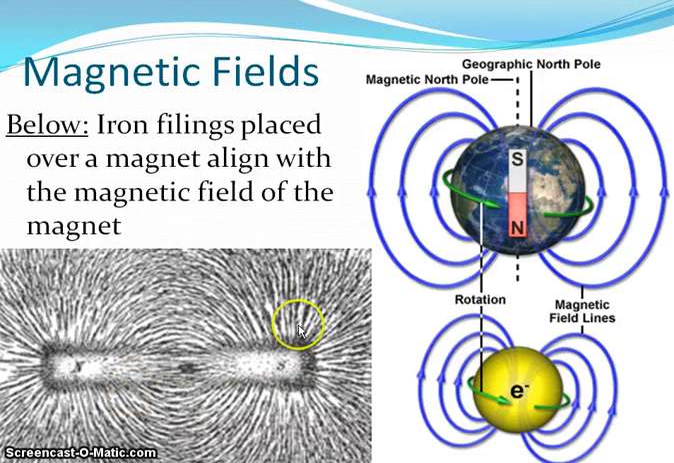So we see the same thing again here, iron filings lining up, and then we have the magnetic field lines of the Earth coming out of the north, going into the south.